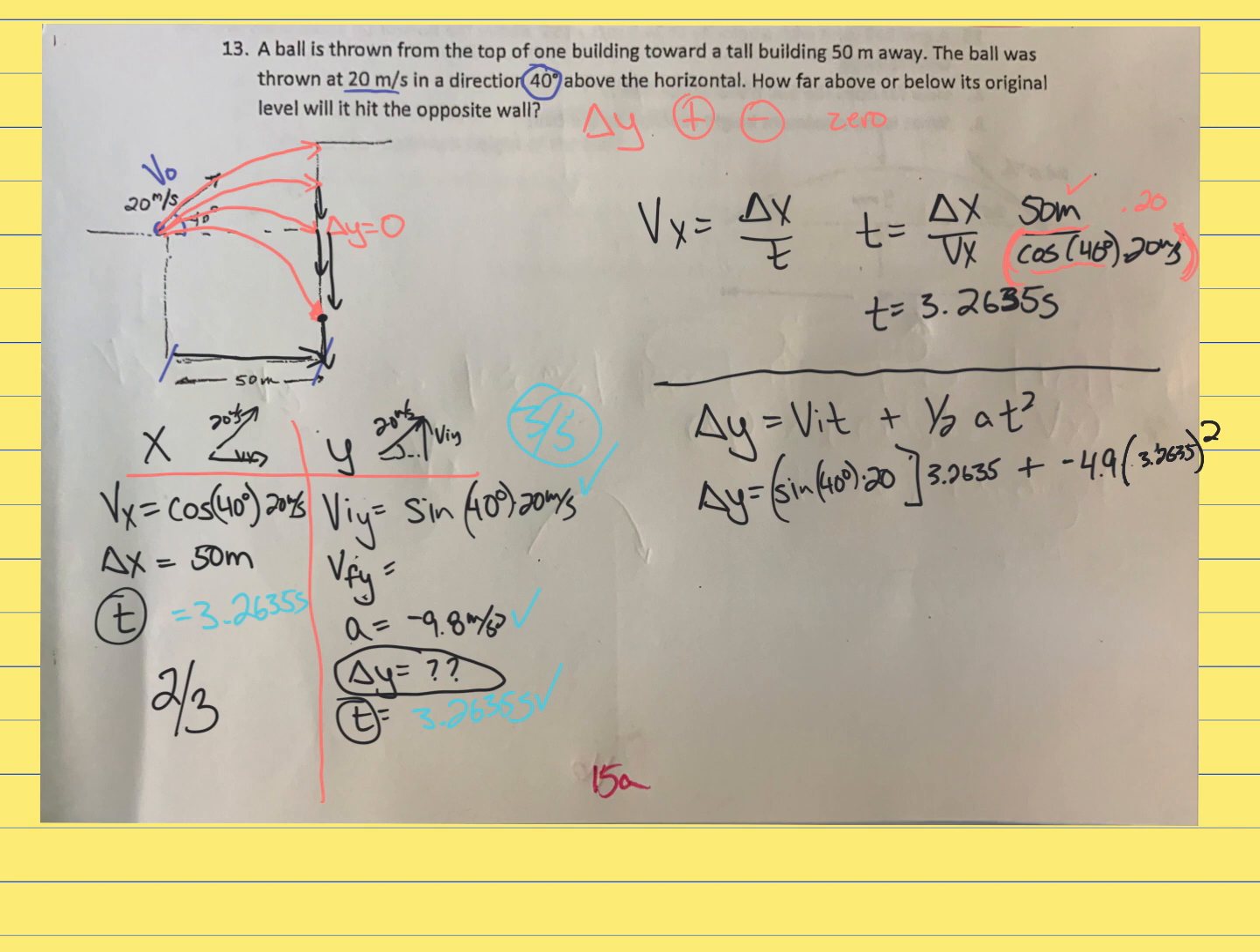Now, that's just a lot of simplifying, but I think we can do that all together. I'm actually going to simplify the right term first, 3.2635 quantity squared times negative 4.9, and you get negative 52.1877. And that's meters. If you're wondering, these are seconds squared. This is meters per second squared. The seconds squareds cancel out. You're left with meters. And then let's simplify and do it again.